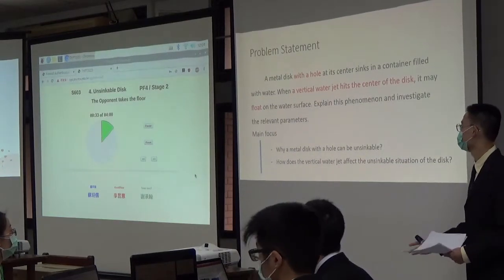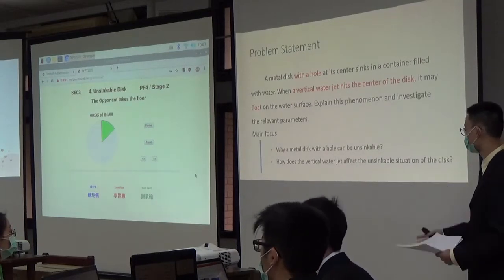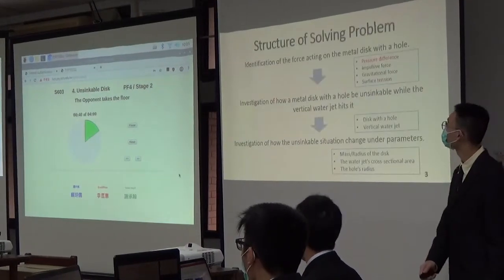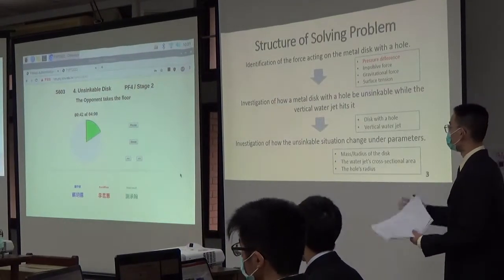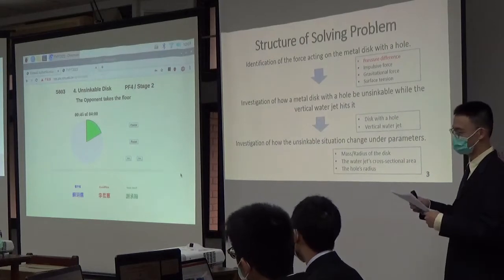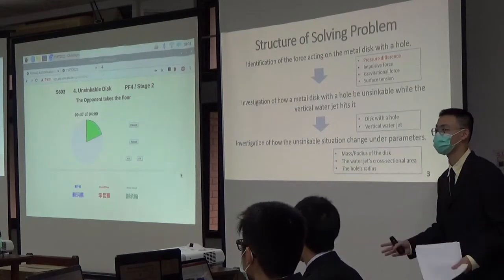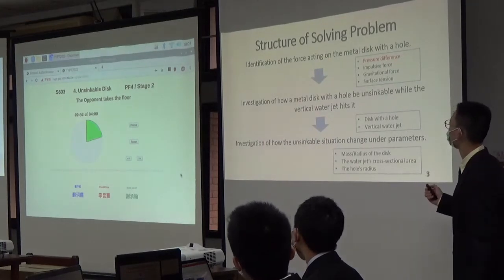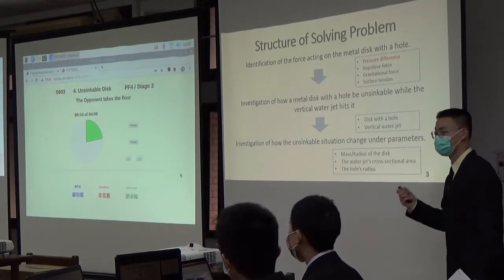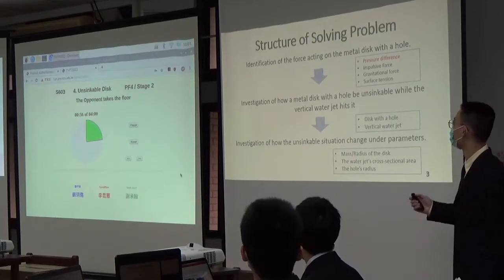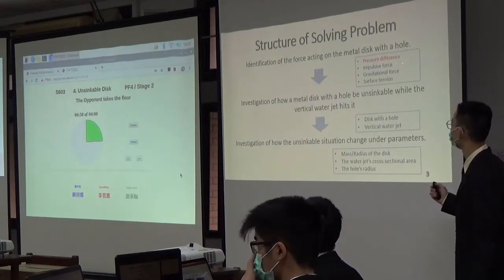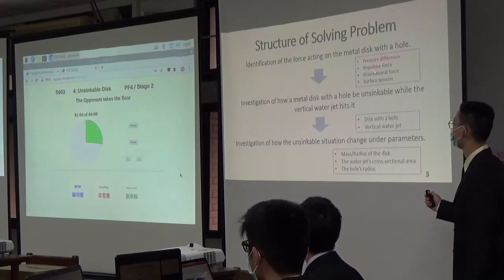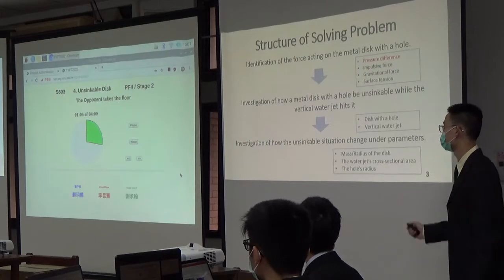And here's my main focus. Why can a metal disc with a hole be unsinkable? And how does the vertical water jet affect the unsinkable situation of the disc? In our approach, we can divide the structure of the problem into 3 parts. First, we need to identify the forces acting on the metal disc with a hole. And the opponent thinks that the most important force is the pressure difference, and also including the impulsive force, the gravitational force, and the surface tension also need to be considered.